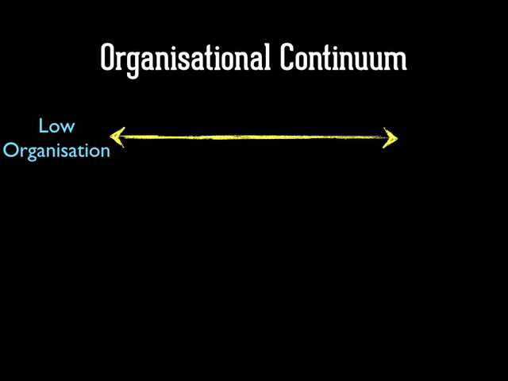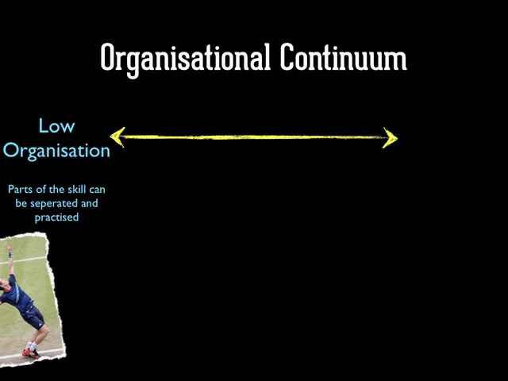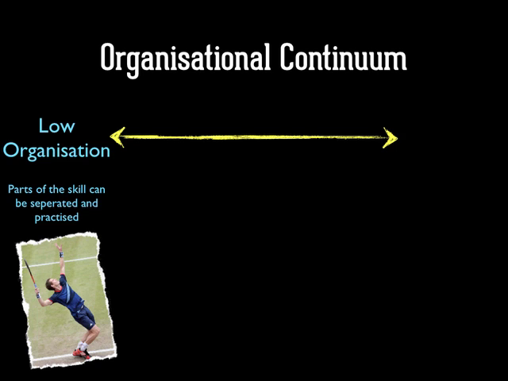Okay, we have what's called a low organised skill, and these are skills where you can see different parts quite easily. So if you watch the skill, you can say, right, that's part 1, that's part 2, that's part 3, and I can separate those parts and practice them on my own. Great example of this is tennis serve. Although it is one whole movement, the tennis serve, one skill, you can see you have the ball toss, the racket goes back, forward swing, and then you have a follow through. So those parts can be separated and practiced on their own.